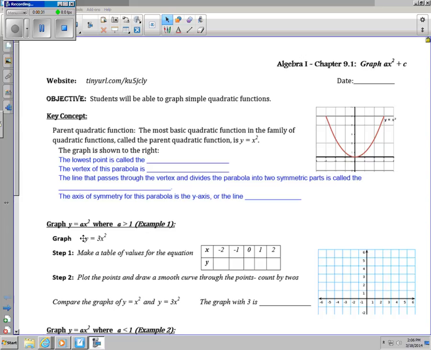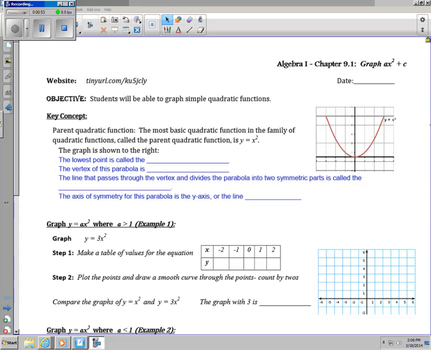Okay, so we're going to start off with learning about the parent quadratic function. This is the most basic quadratic function in the family of quadratic functions, and it's called the parent quadratic function, and it's y equals x squared. It's very basic, very simple. Okay, the graph is shown over here to the right. Here's the graph of y equals x squared.